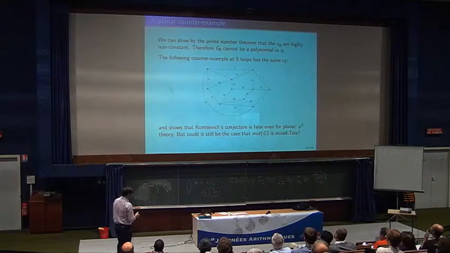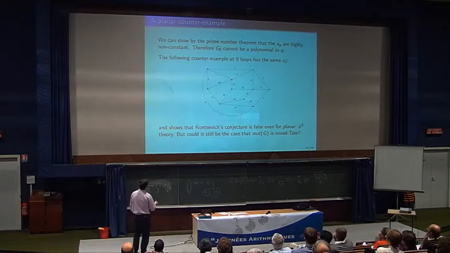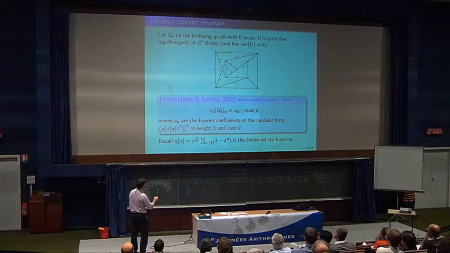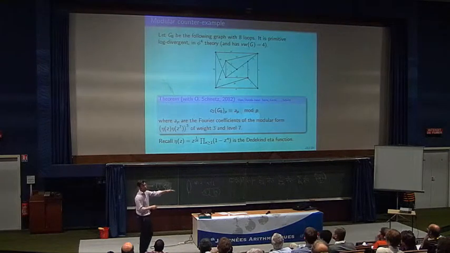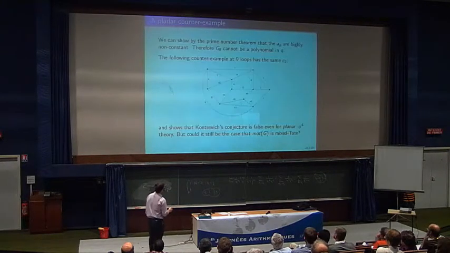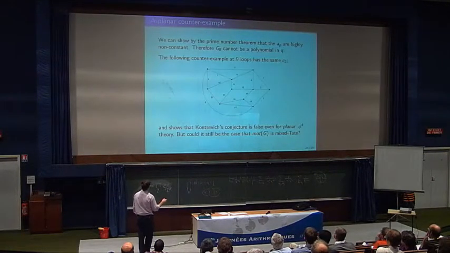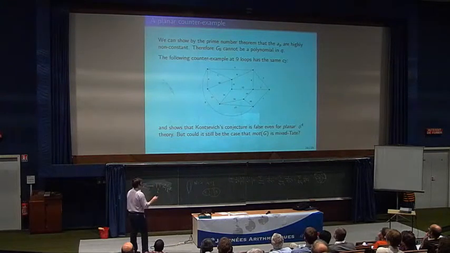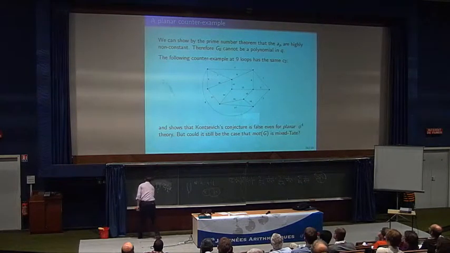From that, we use the prime number theorem. So we know quite a lot about these coefficients. We use the prime number theorem to show that, as p varies, these numbers vary a lot. So they cannot be constant. And therefore, this proves that the graph counting function cannot be a polynomial in q. So this is slightly different from what's done normally.